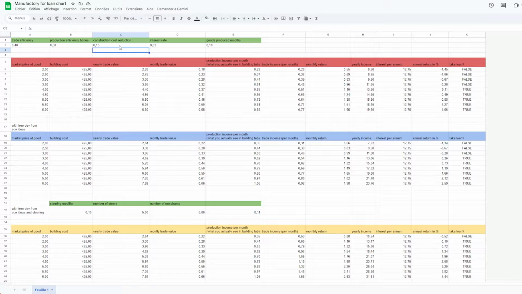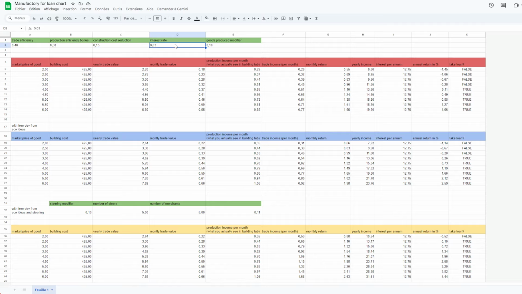So for the construction cost reduction, I imagine you have 5% from the Renaissance and 10% from your religion. Like Orthodox has 10%, Catholic has 10%, Protestant has 10% too.